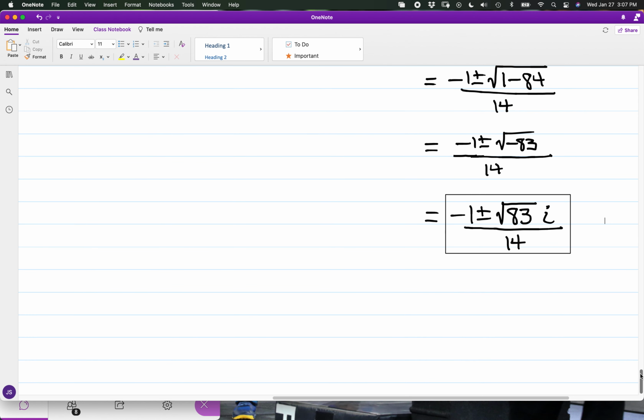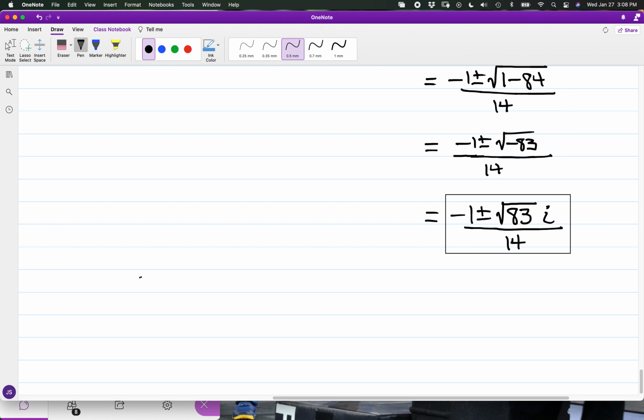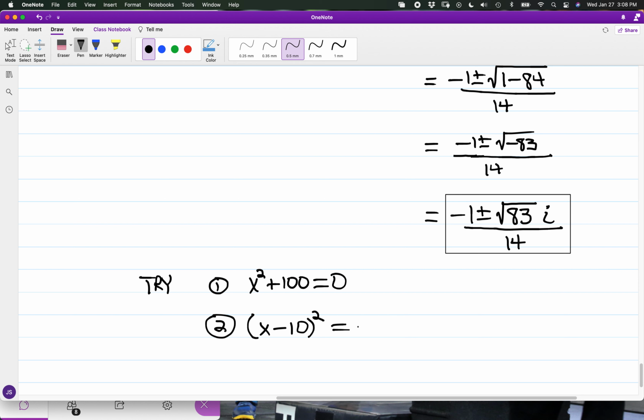Okay, and just for the next few moments, let's see what we get with the following equations. We'll say that we have x squared plus 100 is equal to 0, and we'll say that we have the square of x minus 10 is equal to negative 250. So for the next few moments, let's see what we get for x in both of these equations.